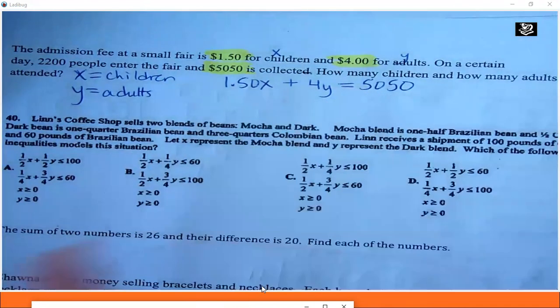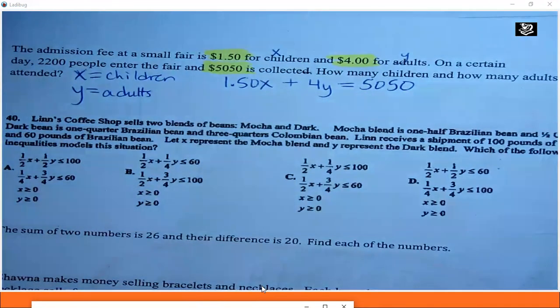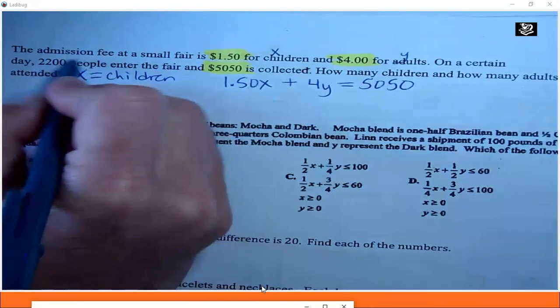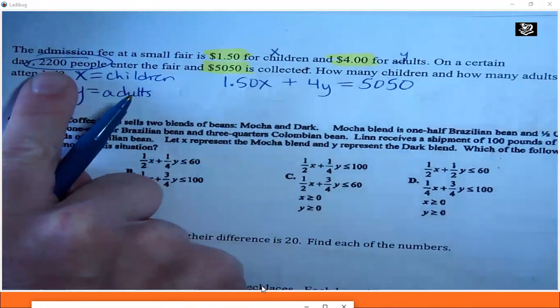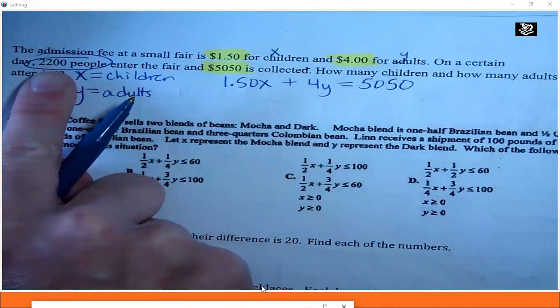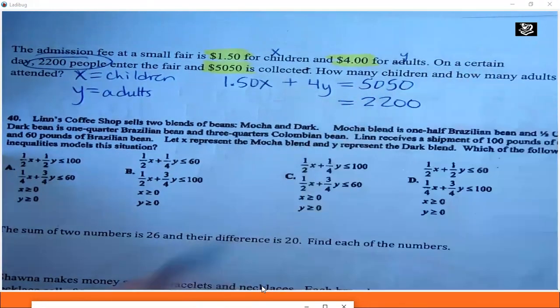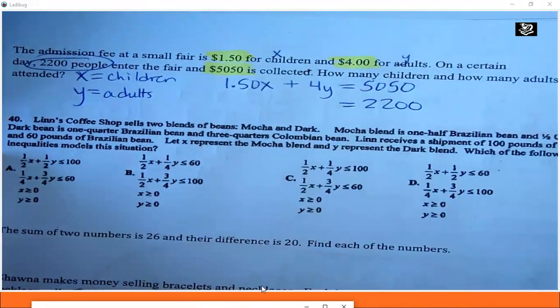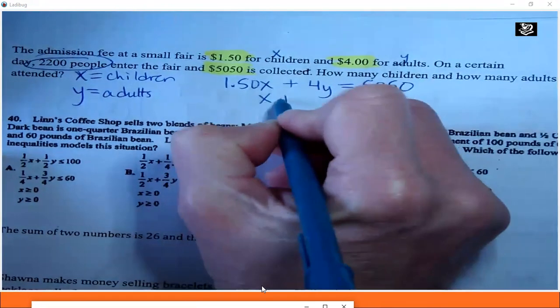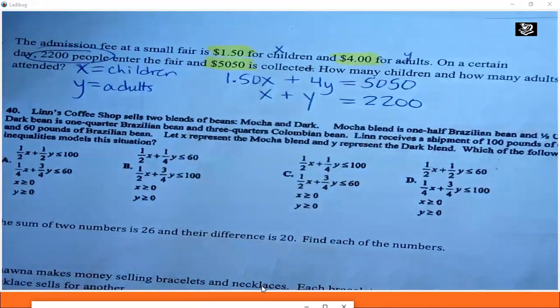Jada, do you remember what the other equation should be? All right, 2,200, Jada. Is that adults, children, or the total? It's the total, so it's gonna go after the equals. Do I have any other numbers to work with, Jada? So I put X plus Y. There are no other numbers.